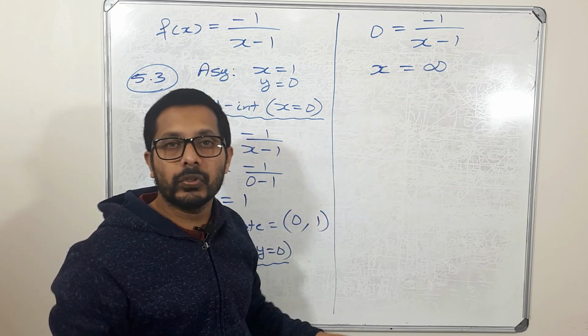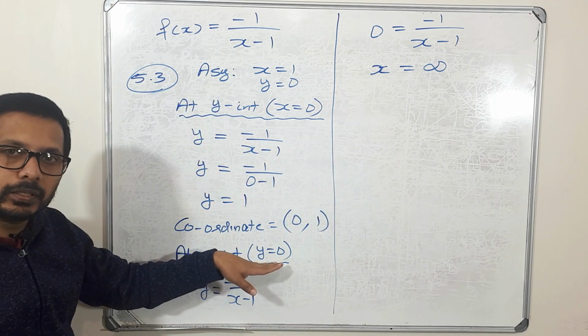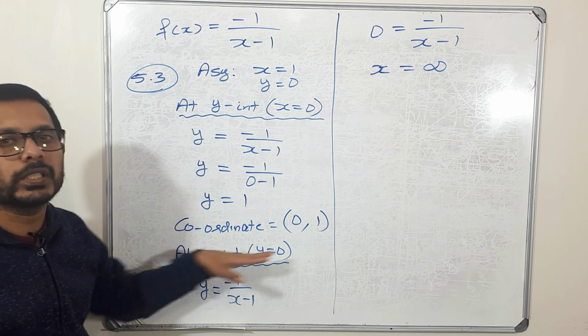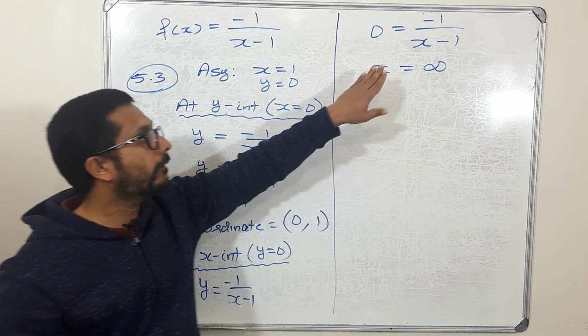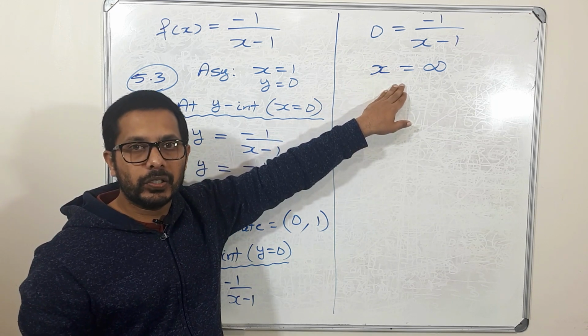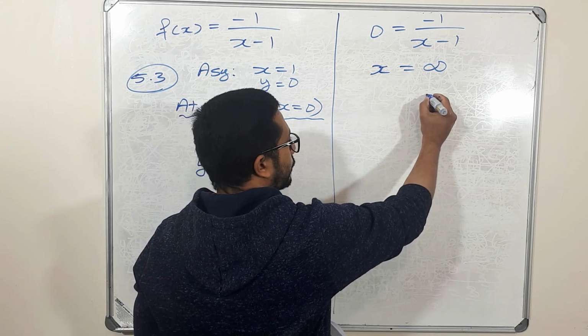When we draw the graph, you will understand. There is no x-intercept. That means the graph is not touching the x-axis. That is why we are not getting any x values here. Anyway, let's try to draw that graph, then we can understand.